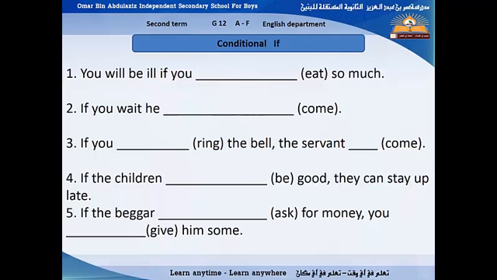Now let's move to the fourth one. If the children be good, they can stay up late. We have here can, will, may, which are the same. So which case are we dealing with here? We are in case 1, conditional if 1. So what's missing here is present simple. What's the present simple of be? The present simple of be is am, is, or are. So the children here is plural. What you are going to insert here is are. So the right answer is are.